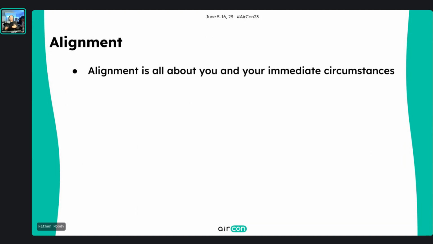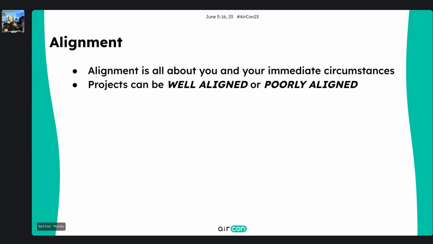Alignment, however, is all about you and your immediate circumstances. Again, completely and utterly subjective. And a project can be well aligned or poorly aligned as a whole. And what we're about to talk about is how to look at a project and its alignment factors and quantify that. So well aligned usually means you can offer a discount, and poorly aligned usually means you're going to pad it for risk.